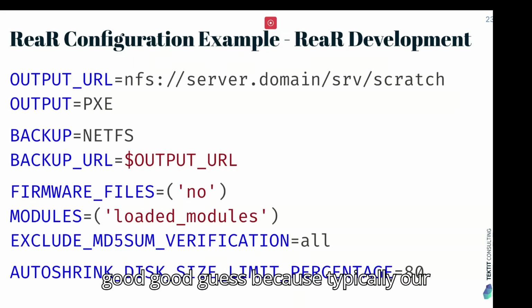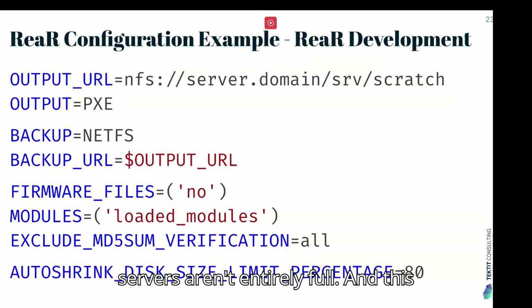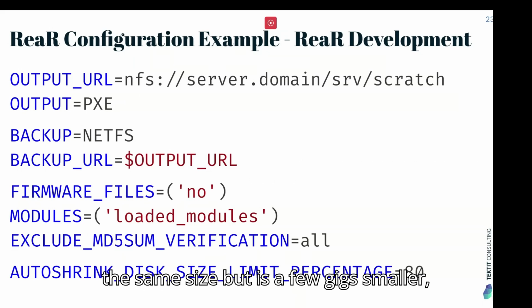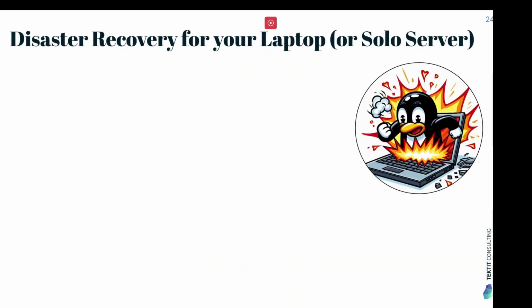And this is a good guess because typically our servers aren't entirely full. And this makes sure that if the replacement hard disk, which has nominally the same size but is a few gigs smaller, wouldn't break the recovery. So we automatically adjust the disk size.